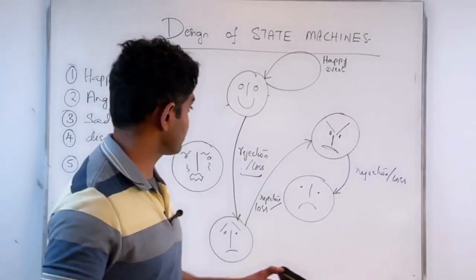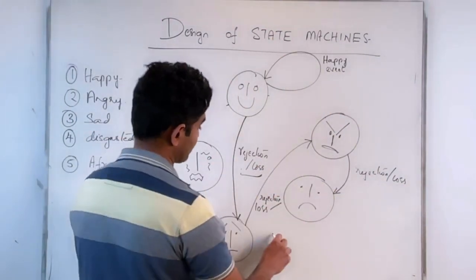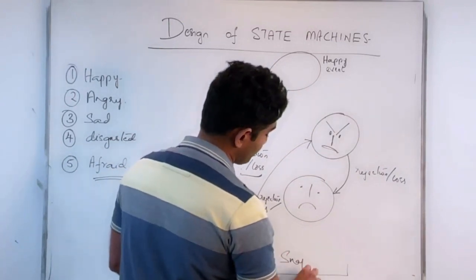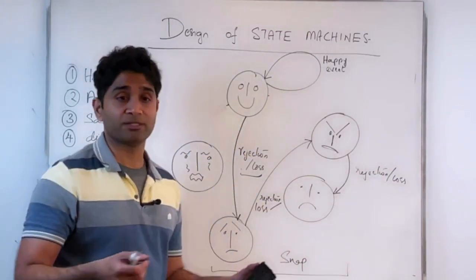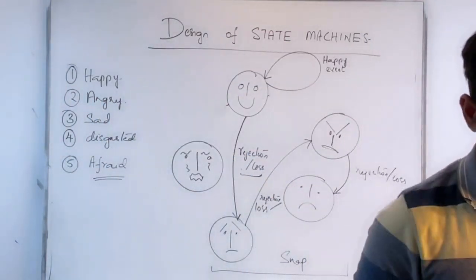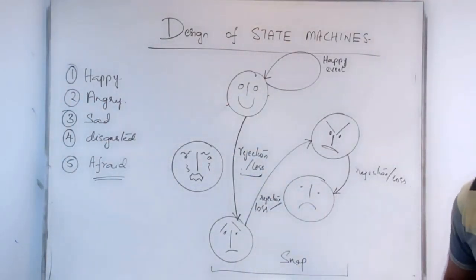So once I complete the state diagram, that represents a snapshot of how that particular state machine, in this case the human being, is expected to operate. Okay, all right. Does that make sense?